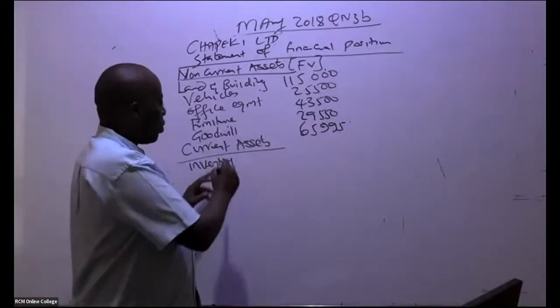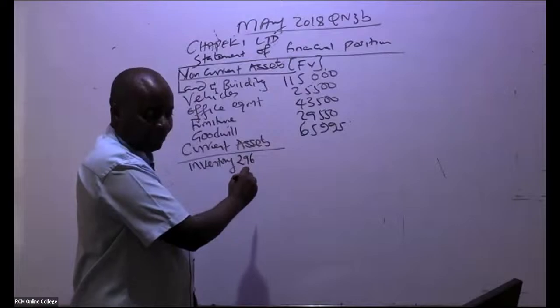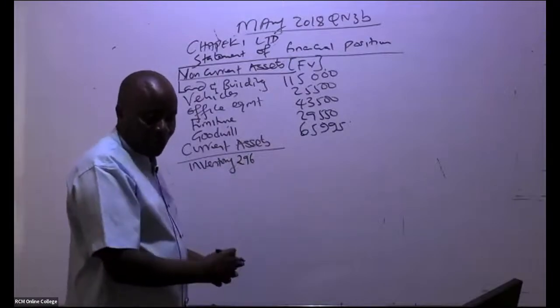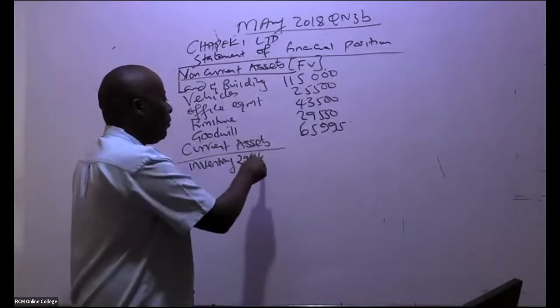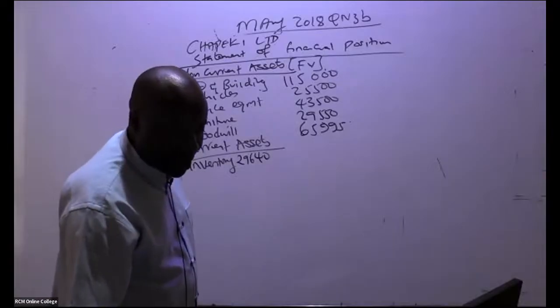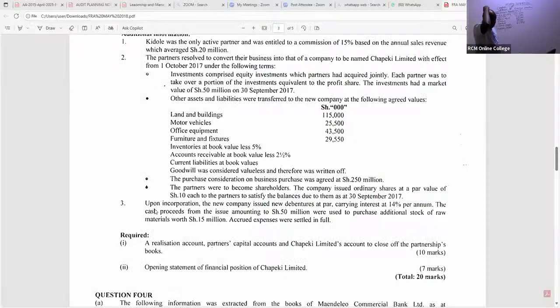Remember, in inventory, we got a figure of 29,640. What was the inventory figure? 29,640. But if you read the additional notes in inventory, you'll see something happened. Note 3: upon incorporation, the new company issued new debentures at par, carrying interest at 14% per annum. The cash proceeds from the issue, amounting to 50,000, were used to purchase additional stock of raw materials. Raw materials are inventory.